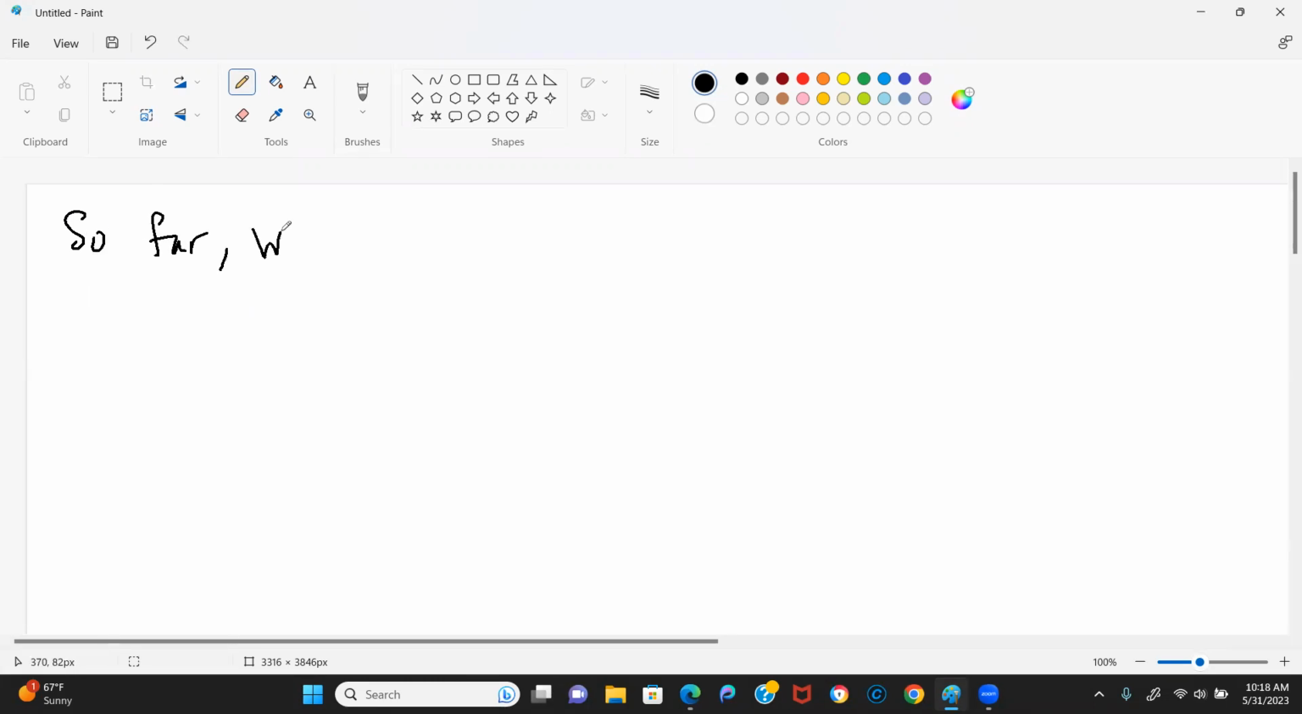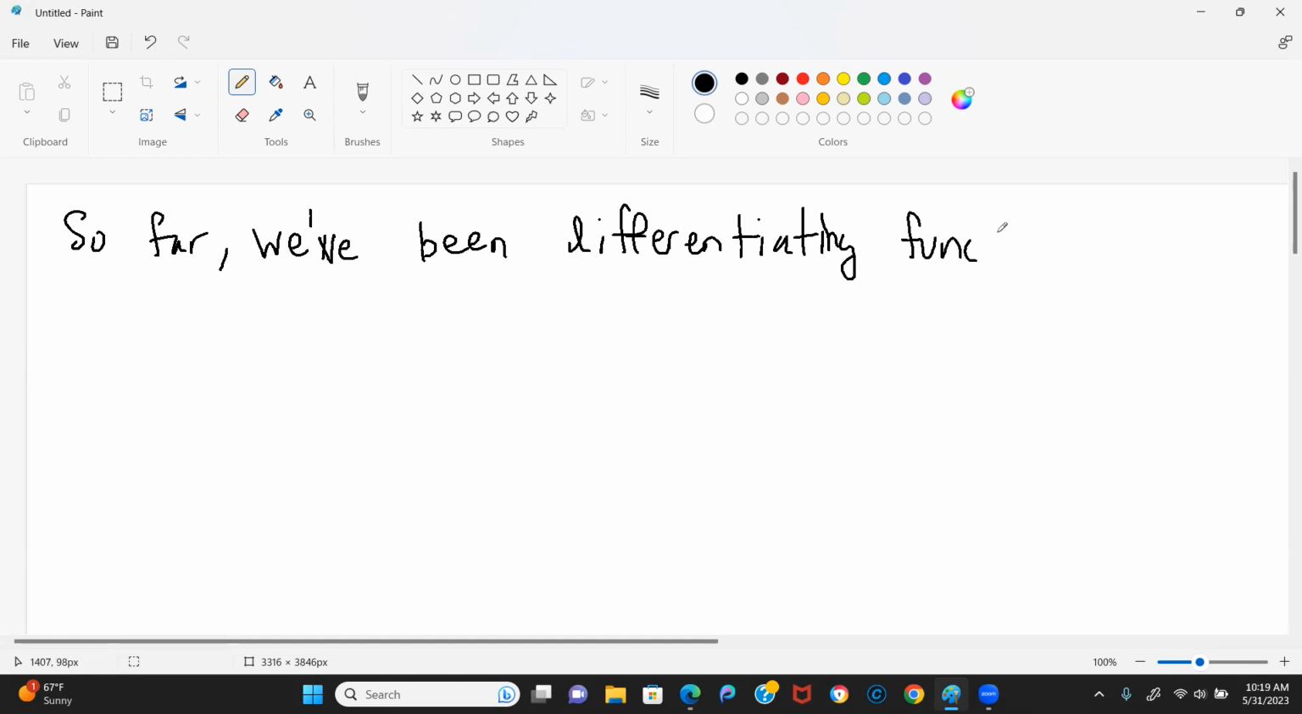So far, we've been differentiating functions. But it turns out that you can actually make sense of taking the derivative, or differentiating, an equation. In fact, we've actually been doing that all along.